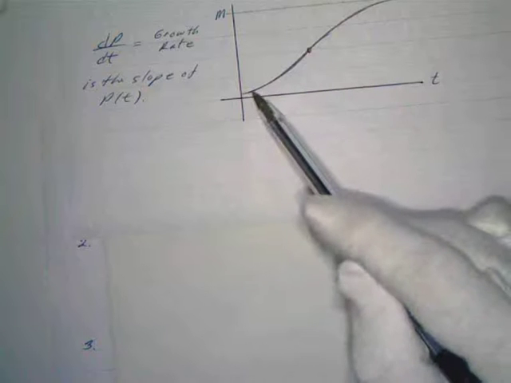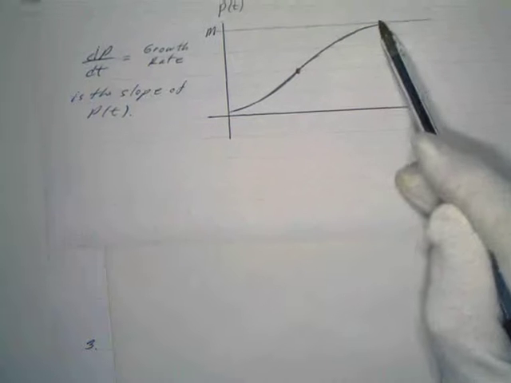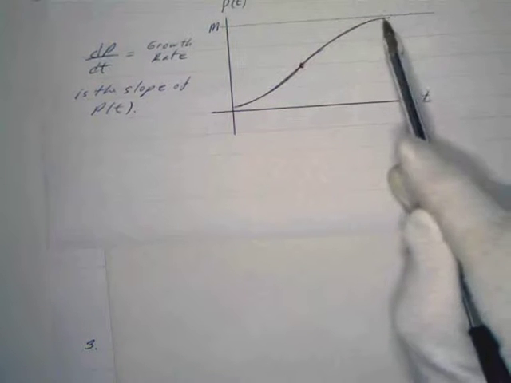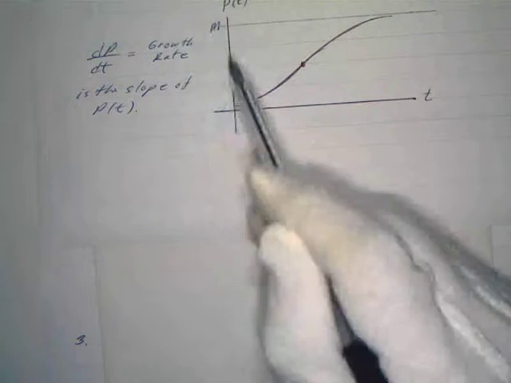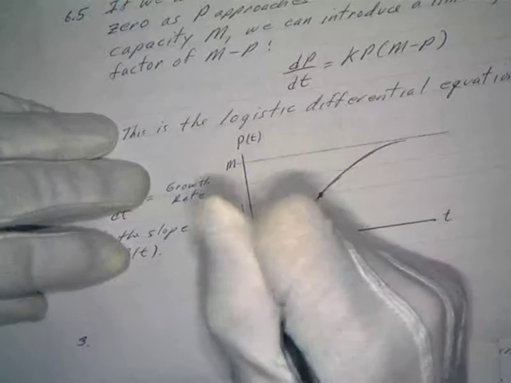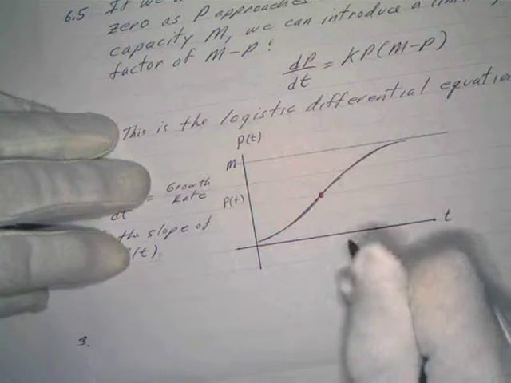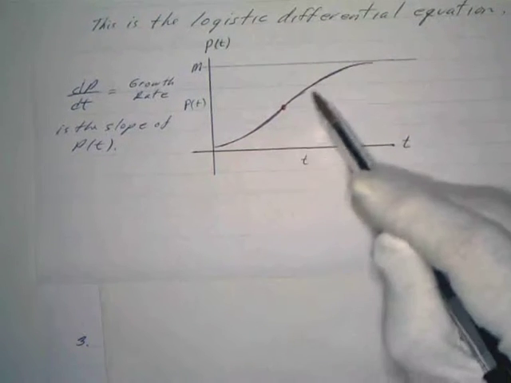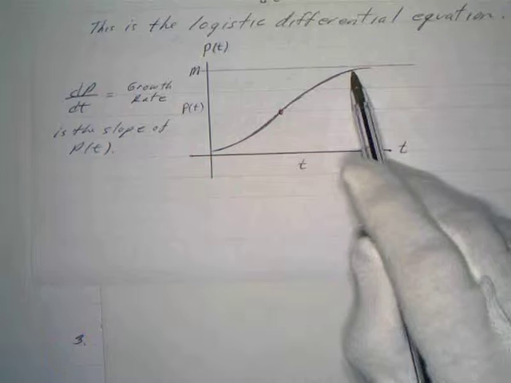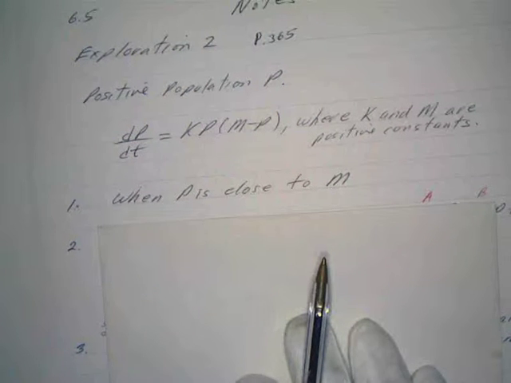So here the slope is increasing. It's at its largest, and now it's decreasing till I get over here. So it's close to 0 when the population, this is the population, and this happens to be the value M. I guess I should write over here, P as a function of time, and this is time. So you can see as the population approaches M, then the slope here, or the rate of change, or the growth rate, approaches 0. All right? So the answer is when P is close to M.